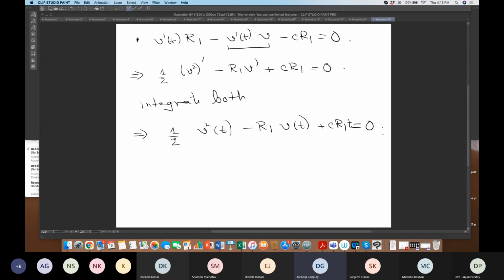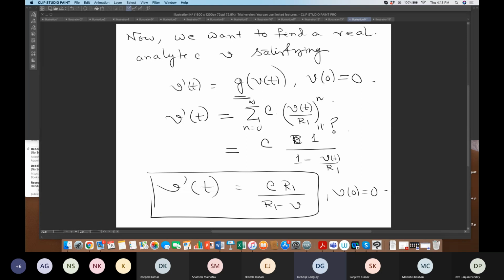Now this is a quadratic equation in V. So if you solve this, you will get Vt is equal to R1 plus minus root over R1 square minus 2C1 R1T. You just use the B square minus 4AC by 2A, because this is a quadratic. So what I will take, plus or minus? Who will tell me? Out of that, what I have to take, plus or minus? Minus. Why? V is less than R1. Exactly. Excellent. Because this series is convergent if and only if Vt is less than R1.